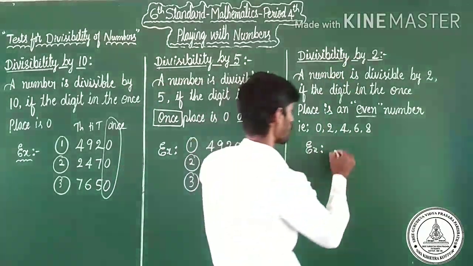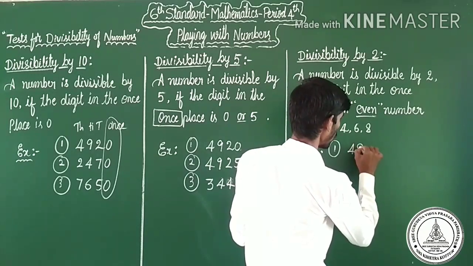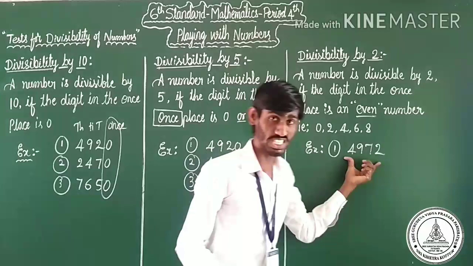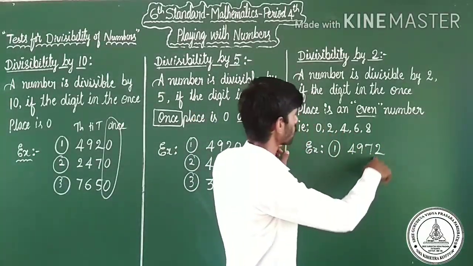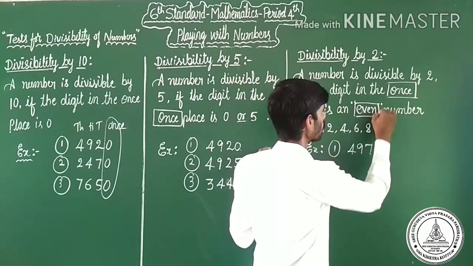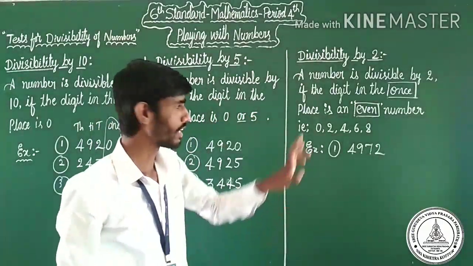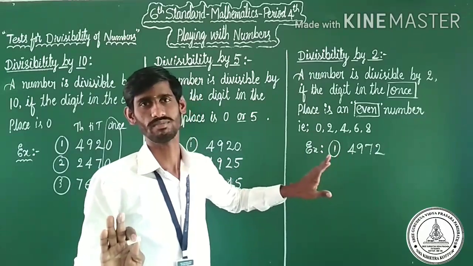Let us observe an example. The first example is 4972. It passes the divisibility by 2 because, observe here, the ones place is occupied by an even number. That's why you may decide it passes the divisibility by 2 condition.